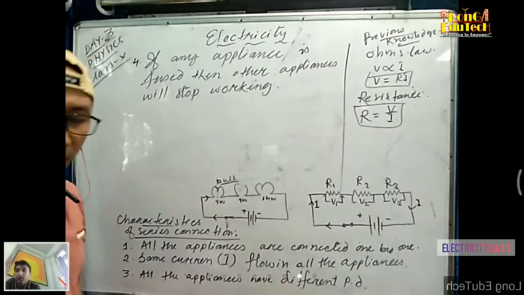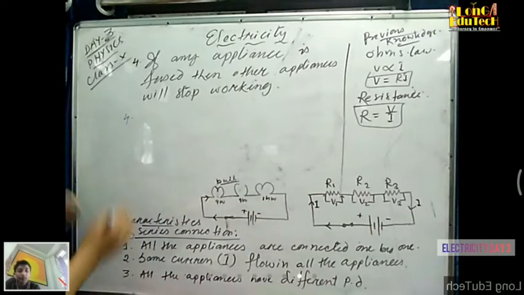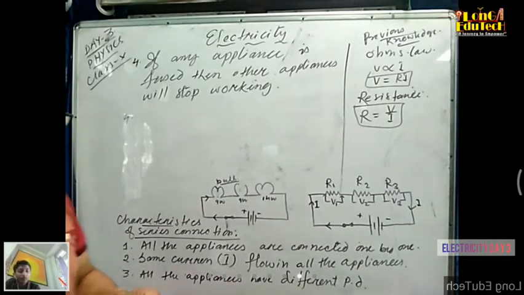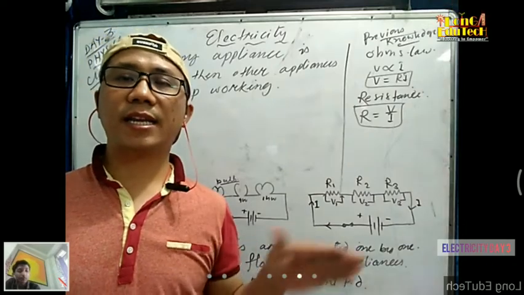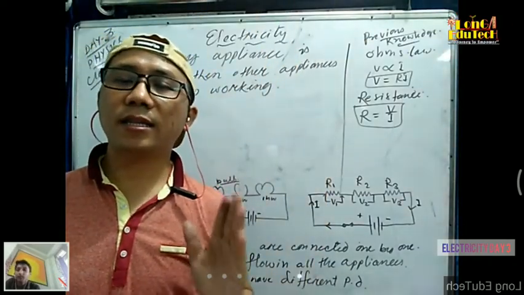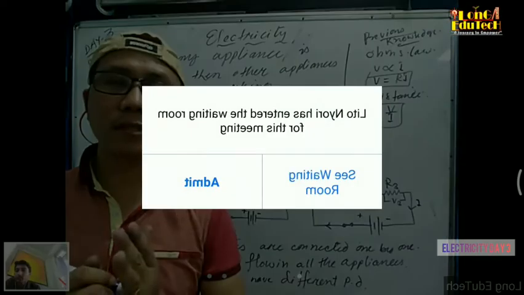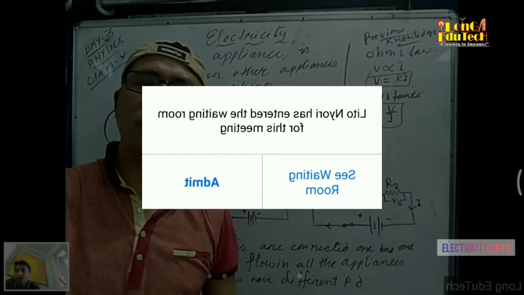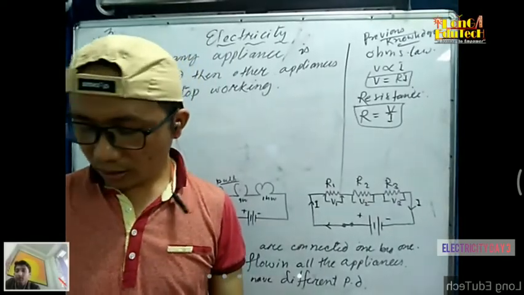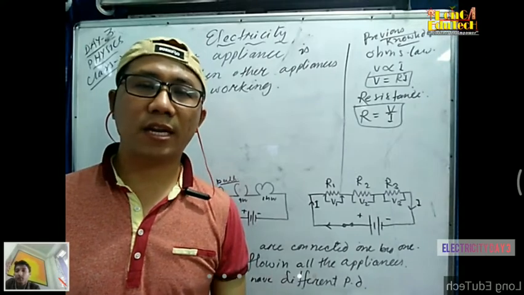Okay, will stop working. Because of that reason, those appliances which are connected in series, suppose the bulb, if we connect here, then they also will produce a very dim light. Okay, so they will give a very dim light.